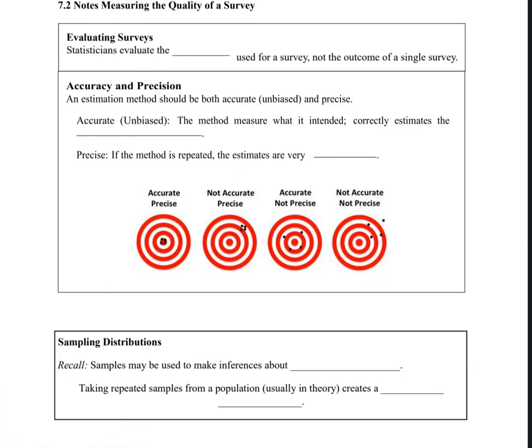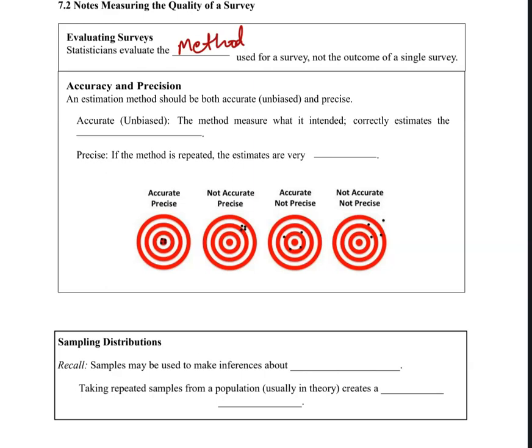So a couple general points to start off. Statisticians evaluate the method used for a survey, not necessarily the results that they get. Obviously the results are important, but what we're interested in when we're evaluating how good and how meaningful those results are is how the survey was conducted, the method, whether there's bias, was the sample large enough, things like that. The goal is to be accurate and precise. That's ultimately our goal.